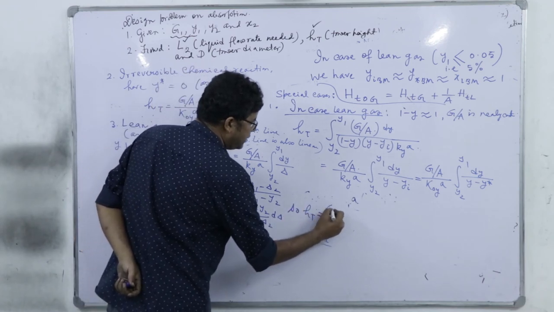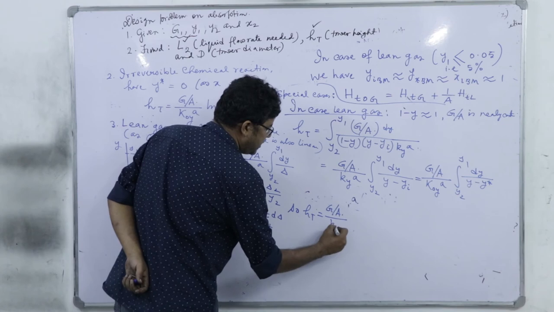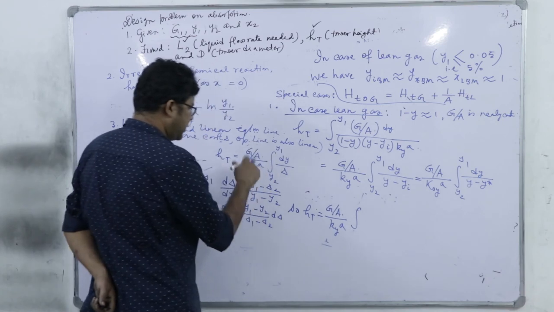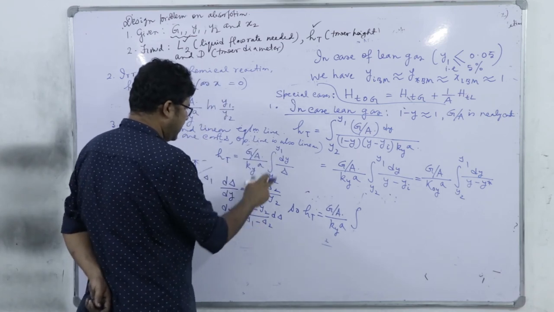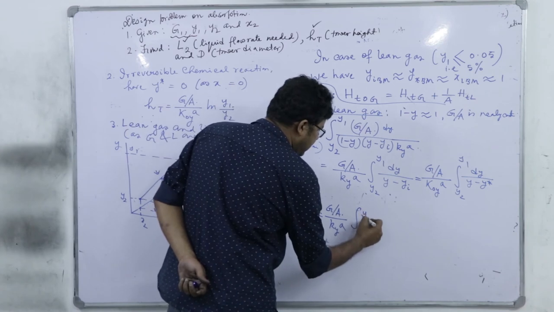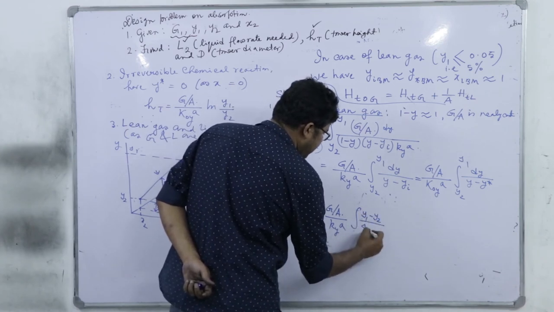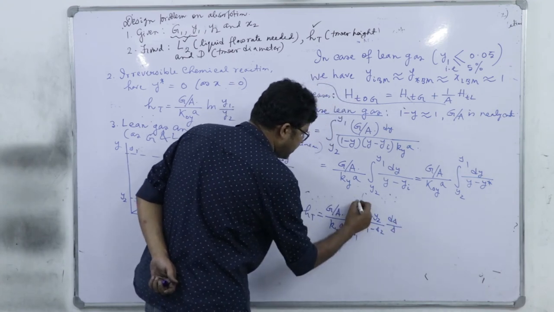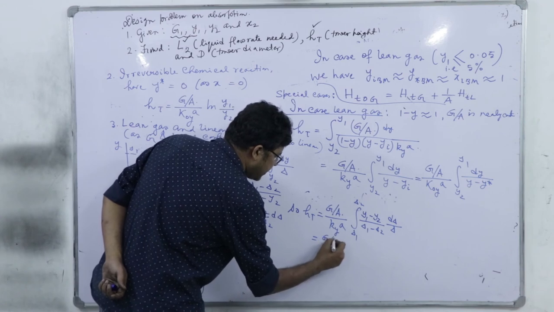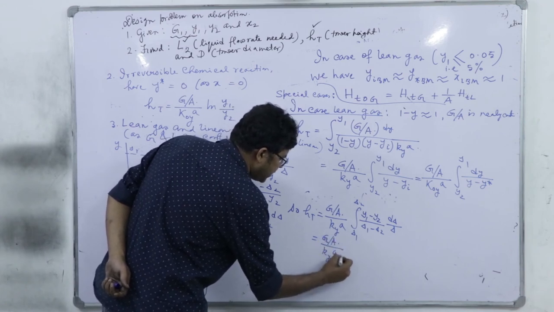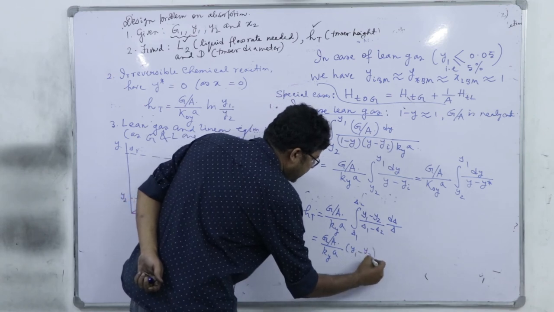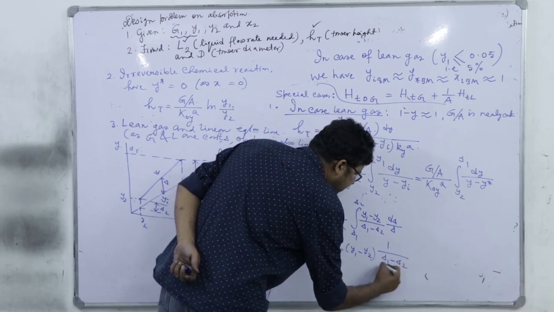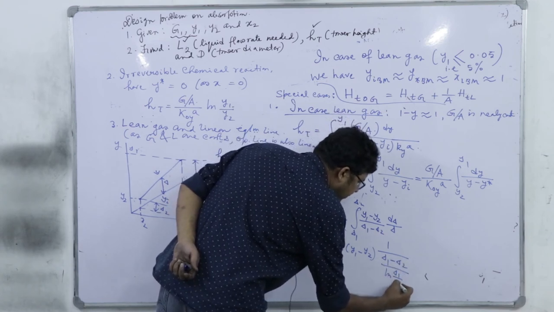So ht is equal to G by A divided by Ky a, then let us not write the limits because limits is going to change, then dy we are replacing y1 minus y2 divided by delta 1 minus delta 2 d delta by delta from delta 1 to delta 2. So that is why G by A by Ky a, y1 minus y2 into 1 divided by delta 1 minus delta 2 divided by ln of delta 1 by delta 2.